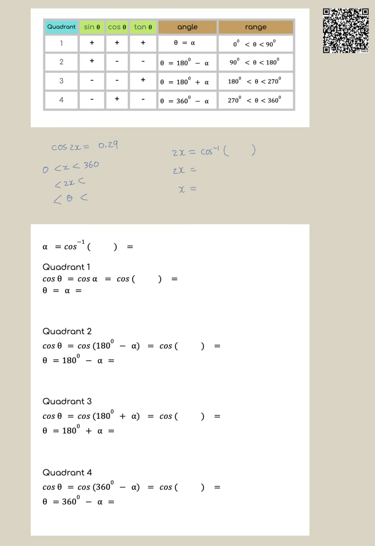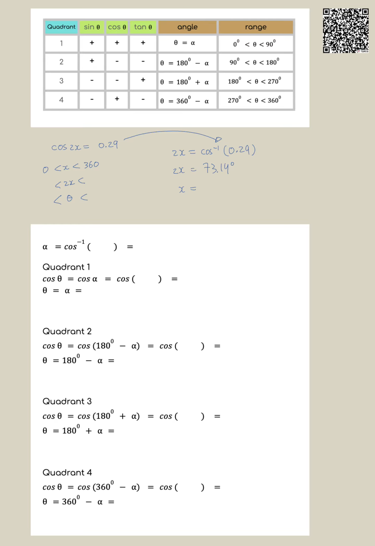How do we solve for this? We can quickly do it the obvious, easy way. Since cosine 2x equals 0.29, 2x is cosine inverse 0.29, and we can use a calculator to do that. Inverse cosine 0.29 would be 73.14 degrees.